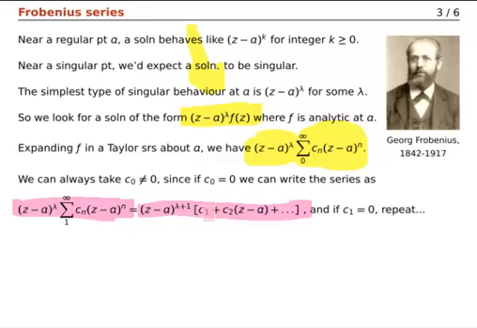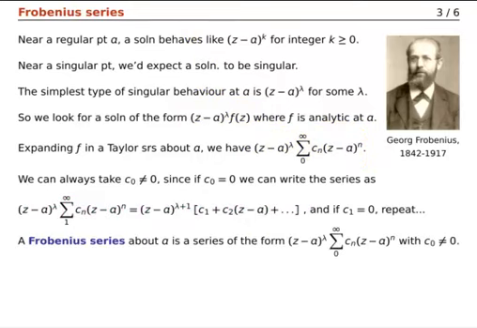Unless C1 is 0, and if C1 is 0, you use the same dodge again to get this expressed as z minus a to the lambda plus 2 times C2 plus C3 times z minus a, etc. So, to cut a long story short, we can always arrange by choosing lambda appropriately that the first term of the power series is non-zero. And that is quite essential for the Frobenius method to work, as we'll see soon. So we call a series of this type a Frobenius series, and that's the definition of a Frobenius series. It's just what we've been talking about.